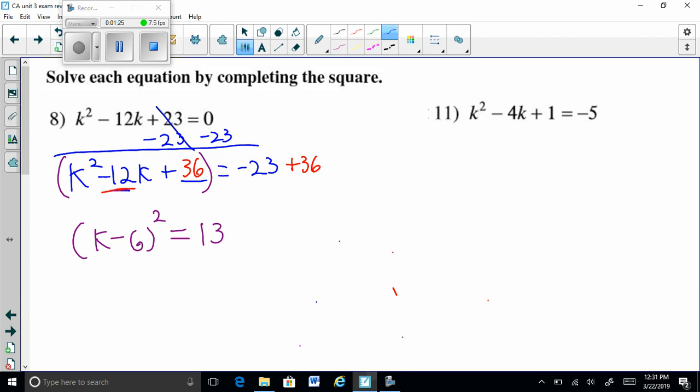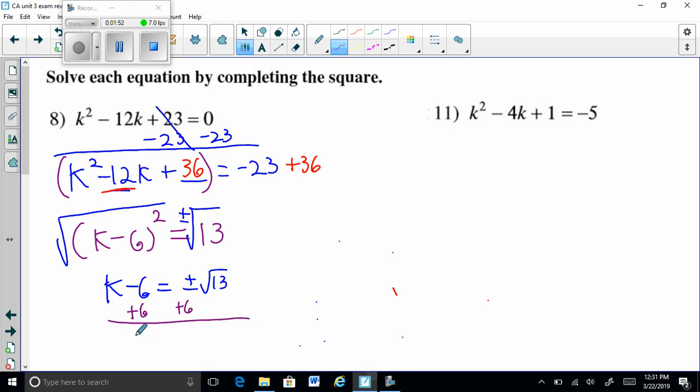Okay, and now just like the previous page, we just need to square root both sides. So a little plus or minus right there. We get k minus 6 equals plus or minus the square root of 13. There's not anything we can do with the square root of 13, so we'll just leave it like that. The last step is to add 6 to both sides. And so we get k is equal to 6 plus or minus the square root of 13. And there you go.